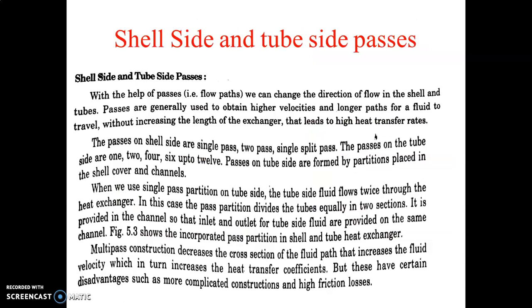At the end of the lecture we had shell side and tube side passes. I already told you the use of passes. With the help of passes we can change the direction of flow in a shell and tube, and the passes are generally used to obtain higher velocities and a longer path for the fluid to travel without increasing the length of the heat exchanger, and by using this we can increase the heat transfer rate.